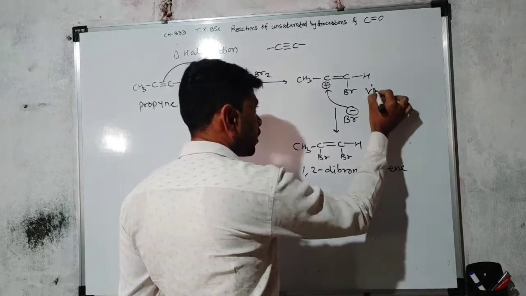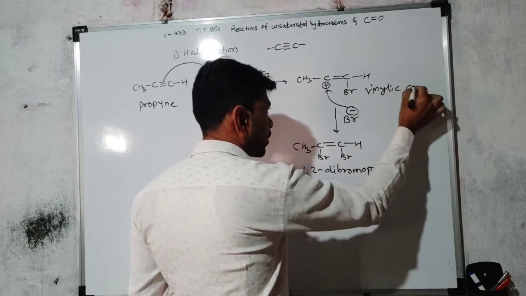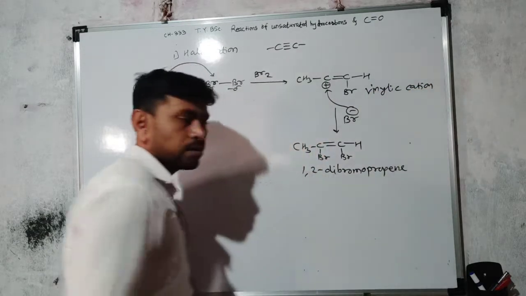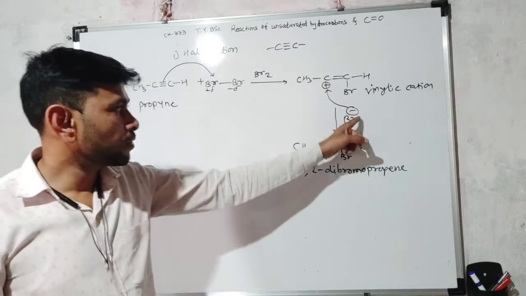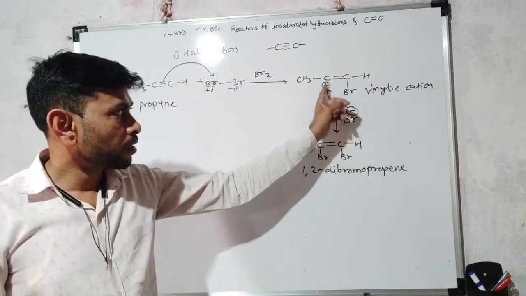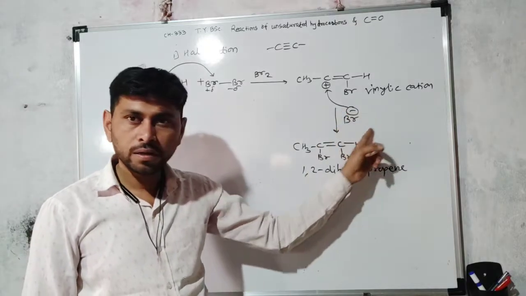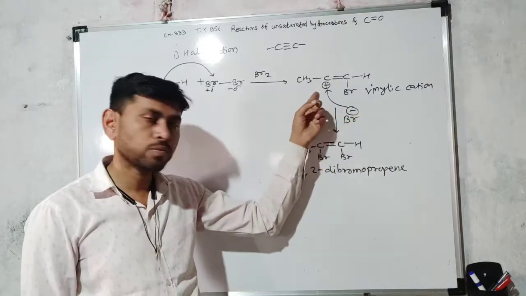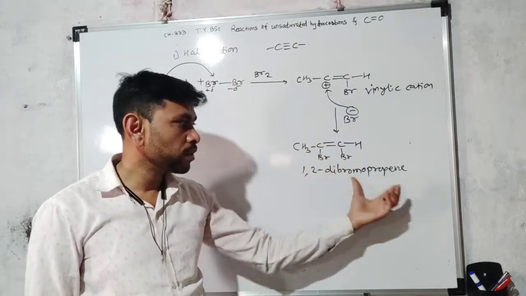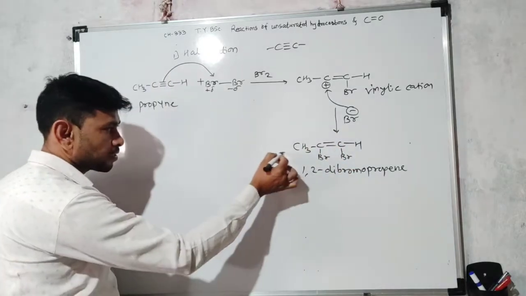So there is this vinylic cation formation that takes place here. This vinylic cation forms, and to this positive charge, this residual Br minus attacks, and we get 1,2-dibromo propene. But the reaction doesn't stop at this stage.